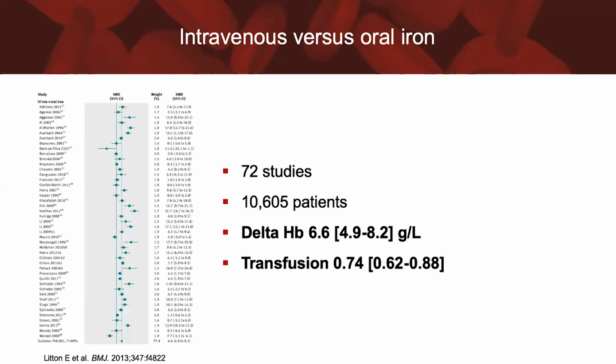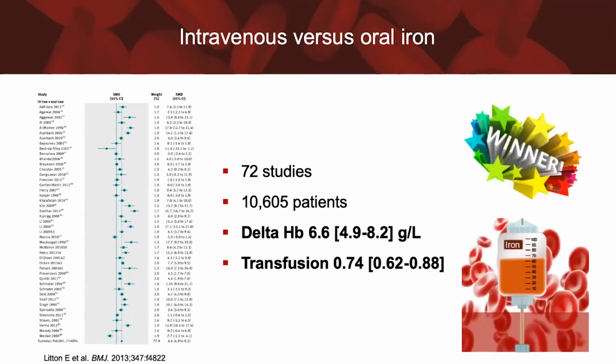And you can see here in this meta-analysis that IV iron is always superior to oral iron with regard to the increase of hemoglobin or to the reduction of blood transfusion. So, because we don't have enough time in the pre-op period, we should prefer IV iron to oral iron to treat our patients.